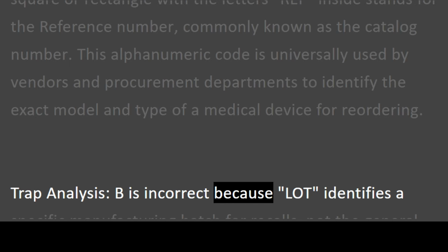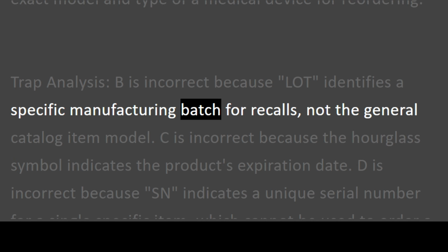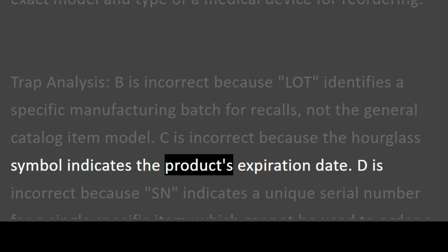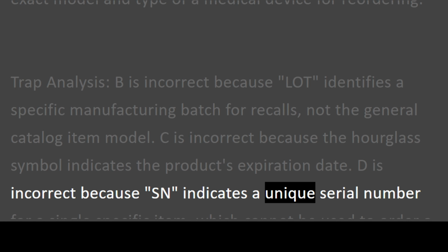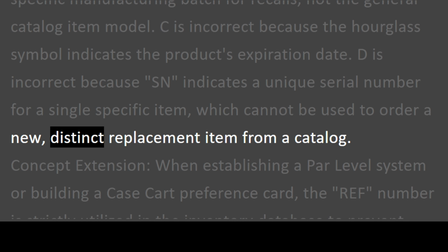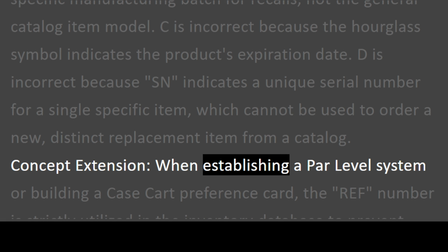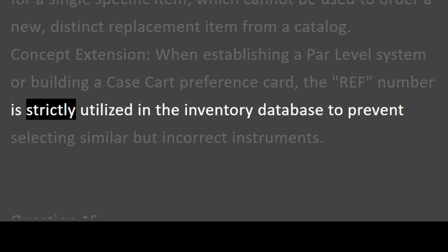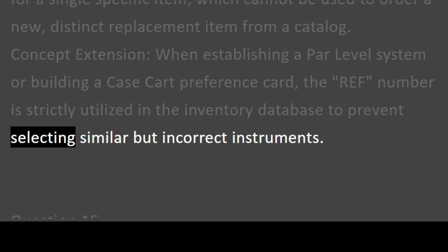B is incorrect because LOT identifies a specific manufacturing batch for recalls, not the general catalog item model. C is incorrect because the hourglass symbol indicates the product's expiration date. D is incorrect because SN indicates a unique serial number for a single specific item, which cannot be used to order a new, distinct replacement item from a catalog. Concept extension. When establishing a par level system or building a case cart preference card, the REF number is strictly utilized in the inventory database to prevent selecting similar but incorrect instruments.